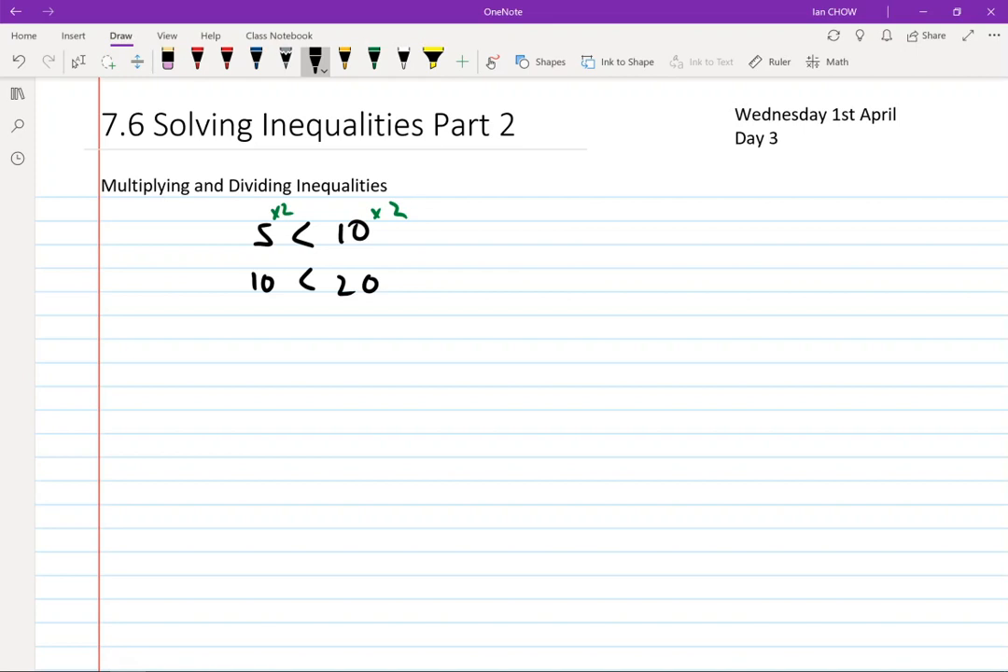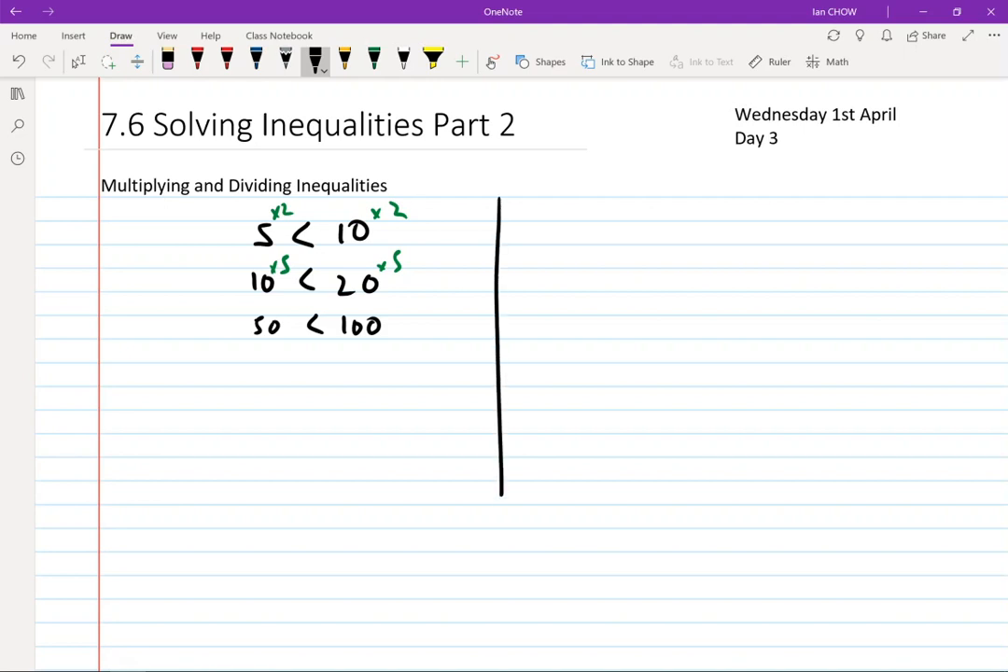What if I multiply even bigger? Let's say I want to do times 5 this time. And so the left side will be 10 times 5, which is 50. The right side will be 20 times 5, which is 100. And 50 is certainly less than 100, so it is all correct. There's nothing different about this.